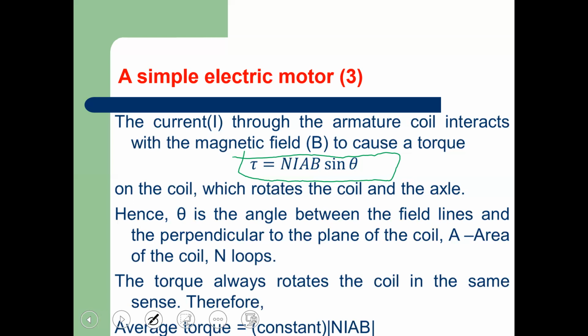Hence, theta is the angle between the field lines and the perpendicular to the plane of the coil. A is the area of the coil and N is the number of loops. So the torque always rotates the coil in the same direction. Therefore, the average torque is NIAB, ignoring the sine theta.